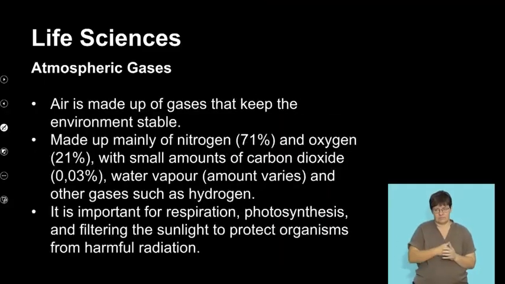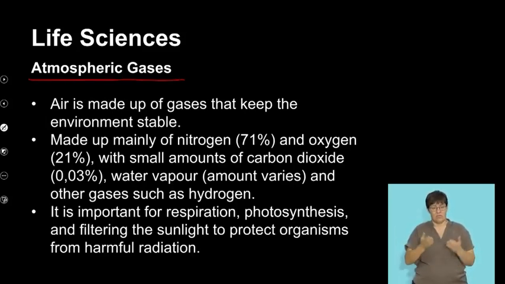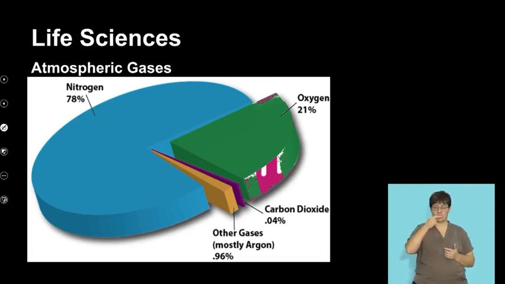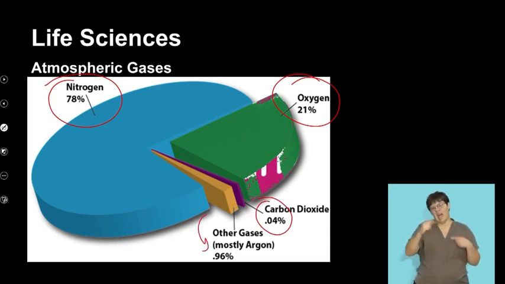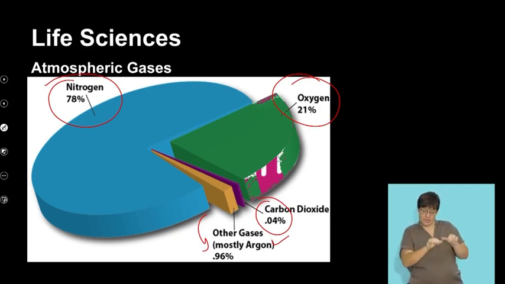The next factor we're looking at is atmospheric gases, and we know that the air that we inhale consists of different components, and these all influence life forms. So air is made up of 78% nitrogen, 21% oxygen, 0.04% carbon dioxide, and slightly less than 1% of the other gases, which include argon and some of the other gases. Collectively, that atmospheric composition of gases influences how organisms survive.